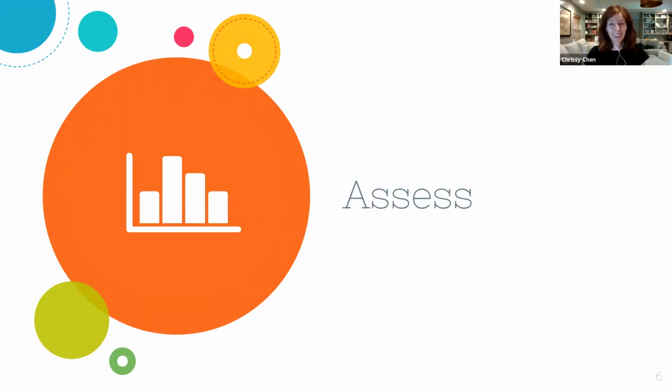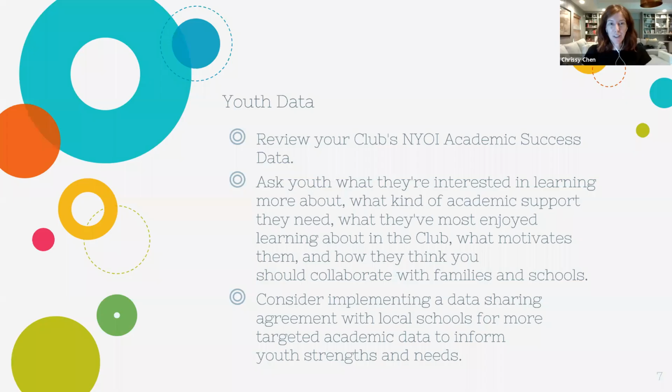So assessing is all about gathering usable data. Of course, that's going to include youth data. So one way to start assessing youth data is to look at your NYOI, the National Youth Outcomes Initiative, academic success data, which you can access through My Data to get a sense of how your youth are answering questions about academic success. That'll be a good way to get a sense of young people's strengths and needs and interests.